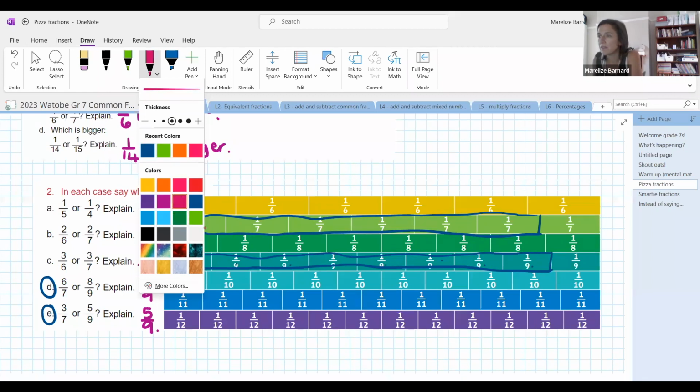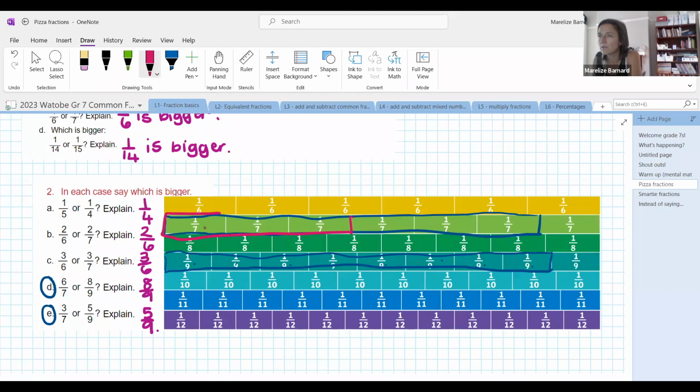3/7 are over here. 3/7 and 5/9. 1, 2, 3, 4, 5. Okay, so we can see that the 5/9 are bigger than the 3/7. But if we look at a 7th and a 9th, then we can see 1/7 is bigger than a 9th. Right, so I hope that answers the question. And we can carry on today.